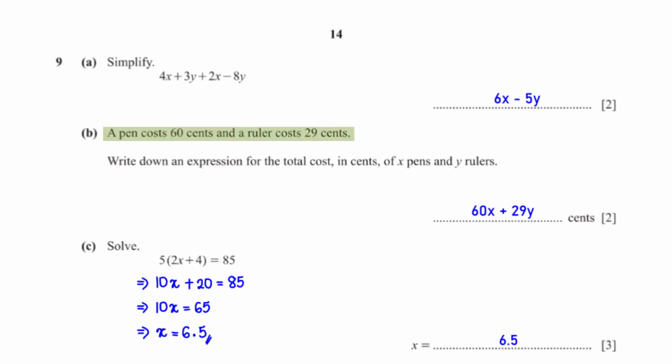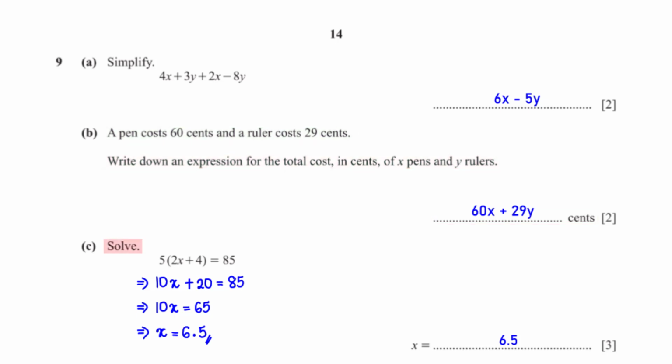A pen costs 60 cents and a ruler costs 29 cents. Write down an expression for the total cost in cents of X pens and Y rulers. The total cost is equal to the cost of getting X pens, which is 60X, plus the cost of getting the Y rulers, which is 29Y.